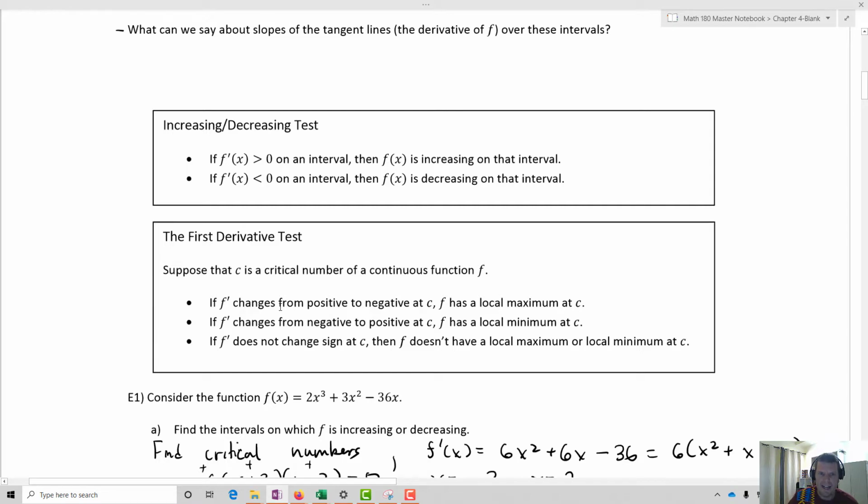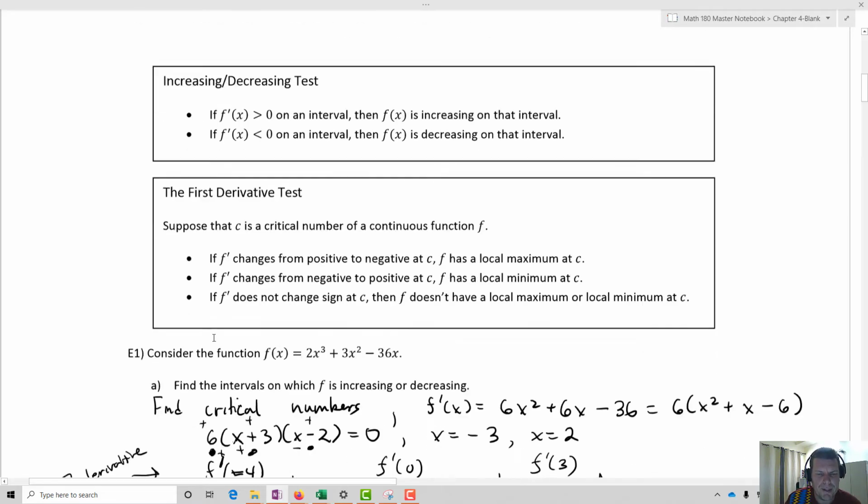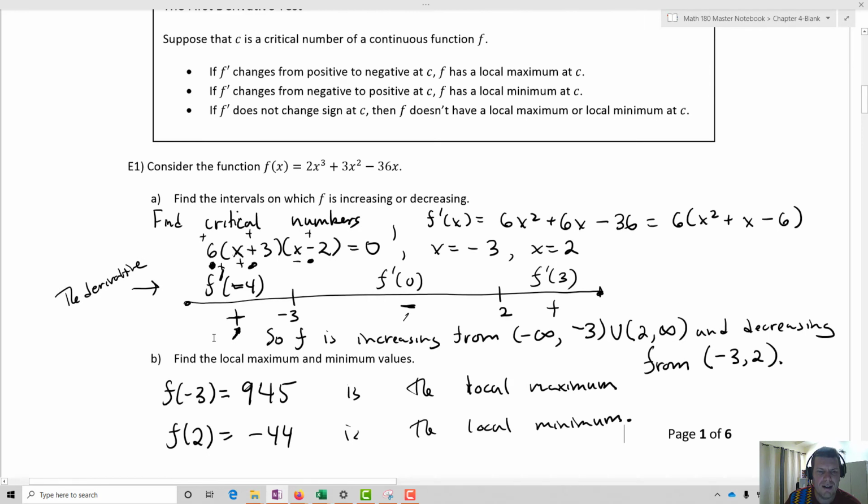For the second one, if the derivative goes from positive to negative, then we must be at a max. If it goes from negative to positive, we must be at a minimum. And if f prime does not change at c, then f doesn't have a local maximum or minimum at c. Definitely something you want to make sure you study. And that completes our lesson on increasing, decreasing, and the local minimum and maximum values.